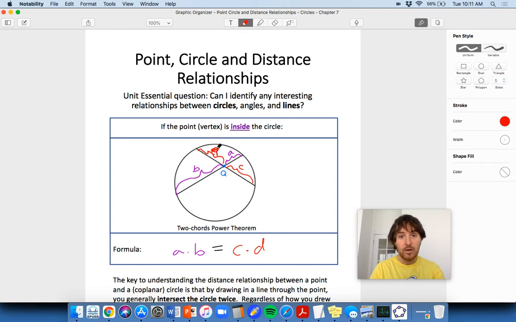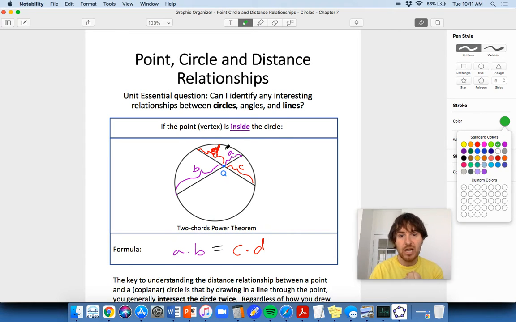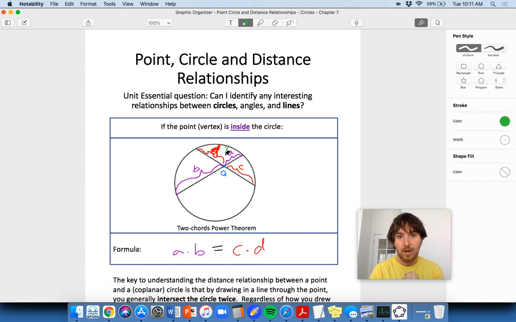If you really want to improve your notes, I would definitely have something like this labeled up so that you know you're just going from point to circle times point to circle. That product is the same regardless of whatever line you draw in here. If I had another line like this, which I wouldn't recommend putting on your graphic organizer because it's just not that helpful to you.